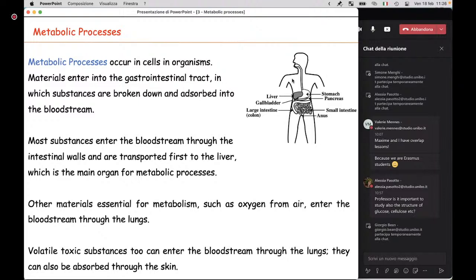And in the rest of the body, and also in the liver, the small molecules undergo the opposite process than digestion. It means that small molecules can be linked together to form bigger molecules, just like in the production of proteins, lipids, and DNA. Okay.